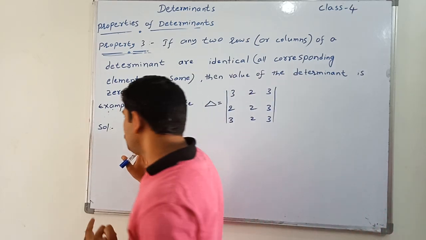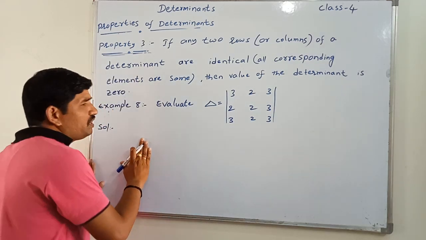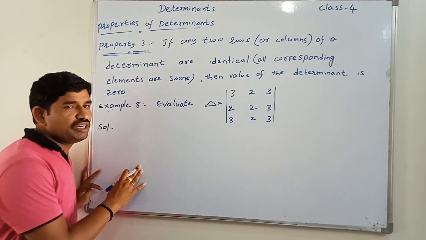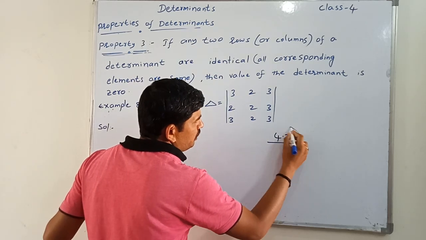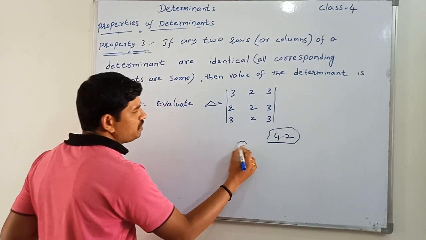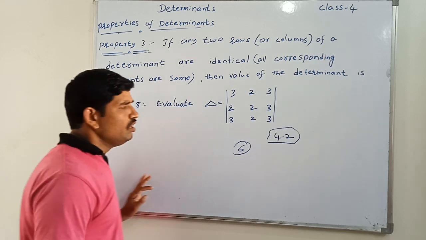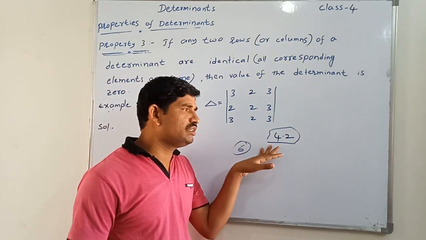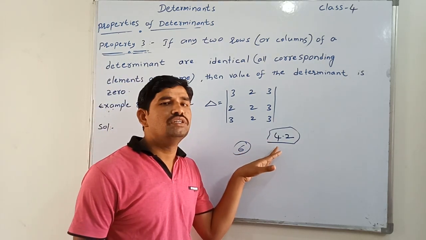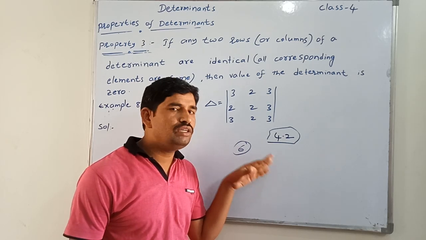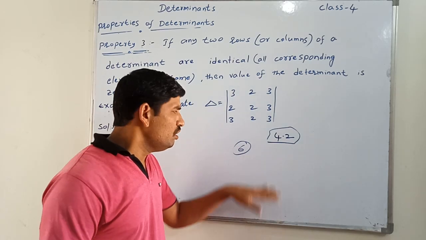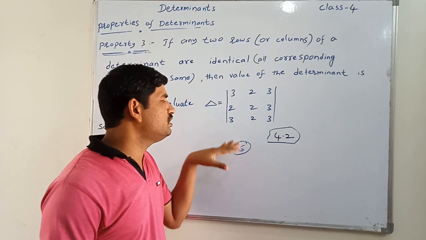Observe students, all the properties are very important, because to complete exercise 4.2, definitely all the 6 properties are required here. Without using the properties, if you try to complete the solution, in some situations it won't be possible. So each and every property you have to learn and apply.